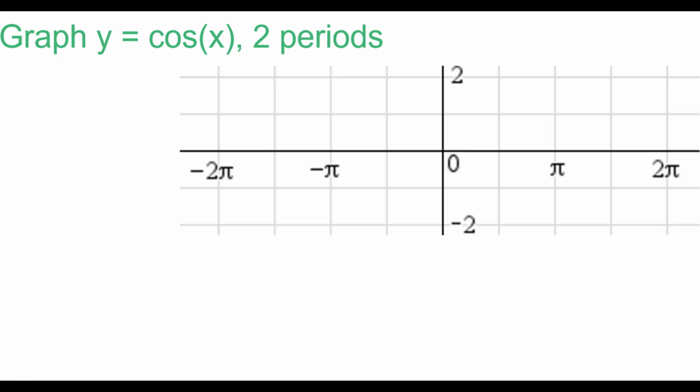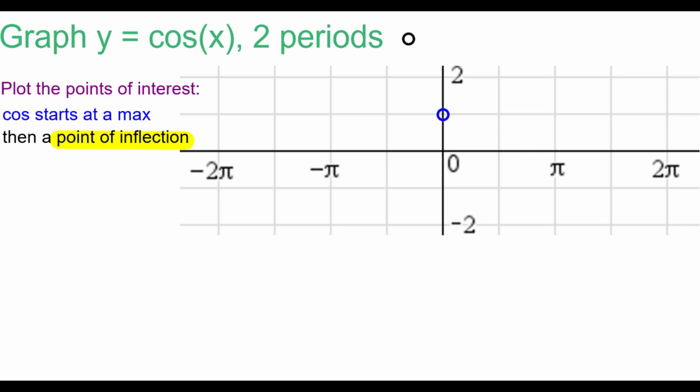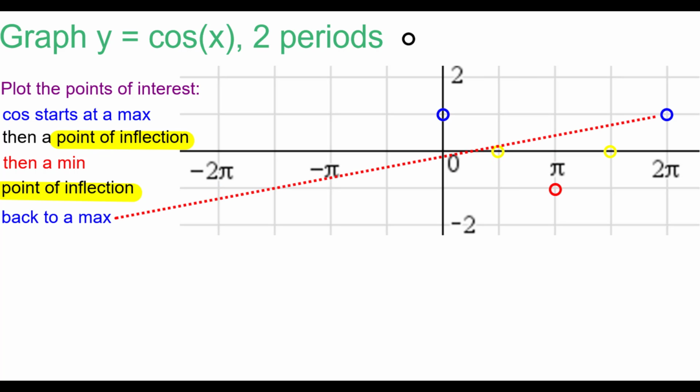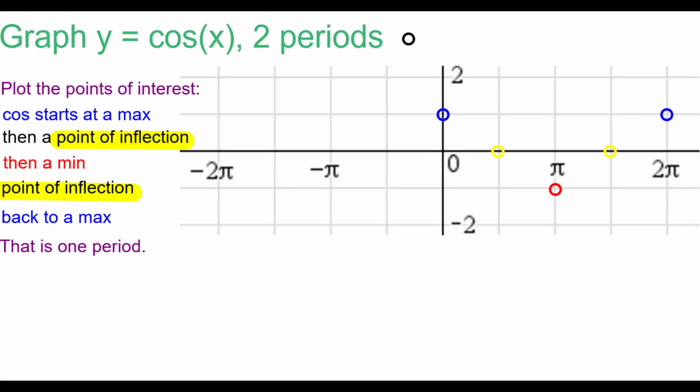Let's graph y equals cosine x, 2 periods. So again, we'll plot the points of interest. Starts at a maximum. Then it's at a point of inflection at pi over 2. Pi, negative 1 is the minimum value. 3 pi over 2 is the next point of inflection. And 2 pi comma 1 at a max. That's one period. From 0, 1, let's repeat the period in reverse.